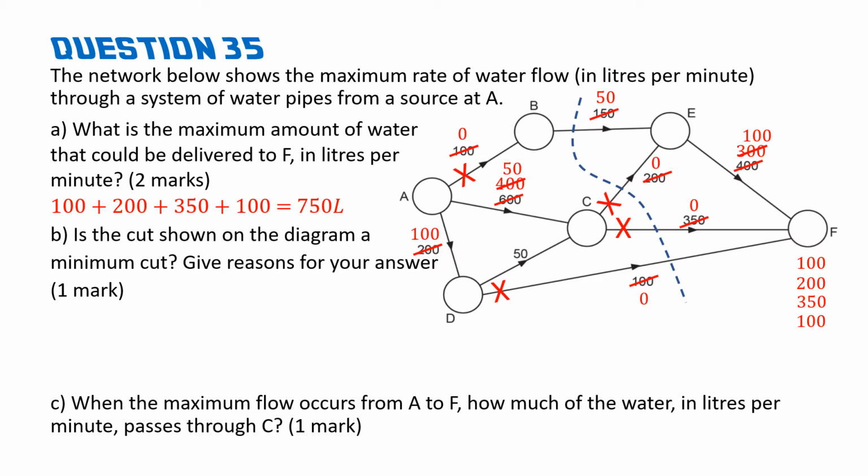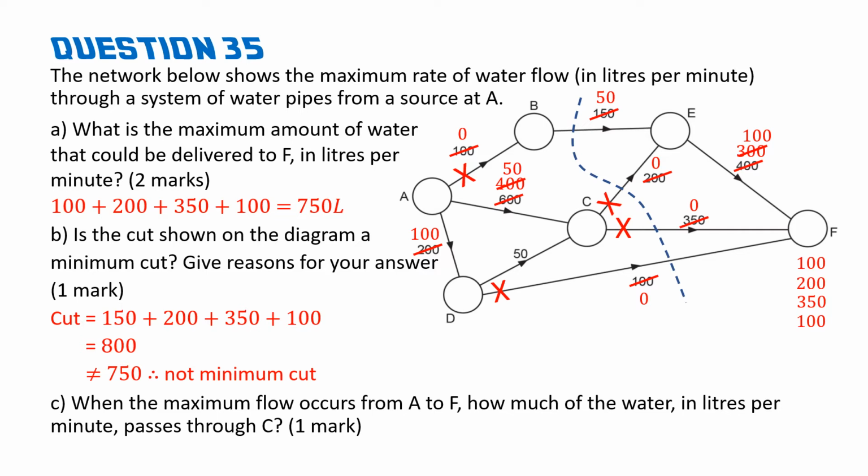So let's add up the numbers that it passes through. So it passes through 150, it passes through 200, it passes through 350, and then it passes through 100. So those are the numbers I want to add together. All right, passes through 150 from B to E, 200 from C to E, 350 from C to F, and then 100 from D to F. When we add all those numbers up together, we get 800 litres. 800 litres is bigger than that 750, so therefore no, it is not a minimum cut.